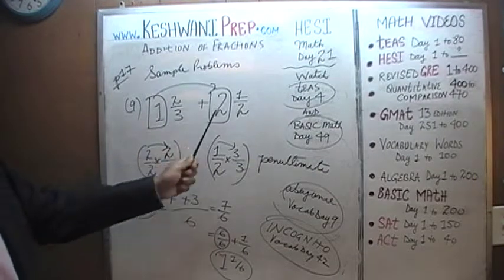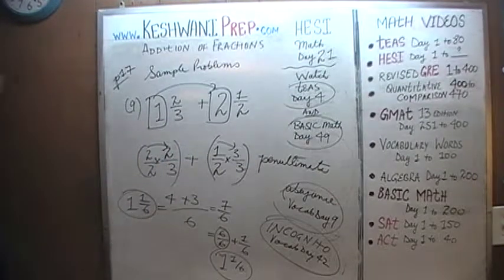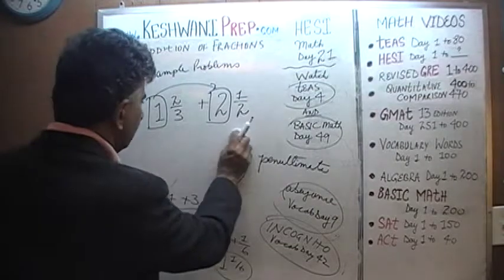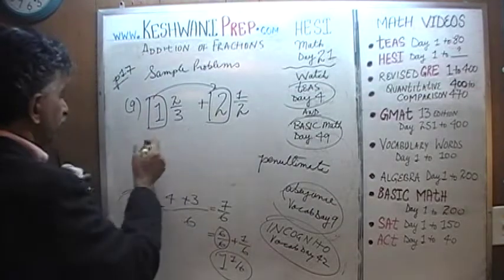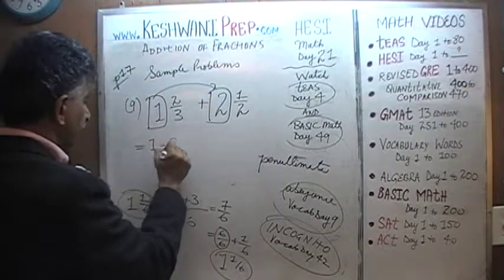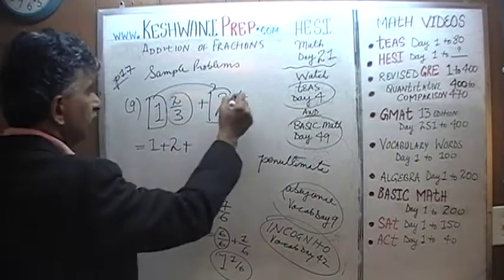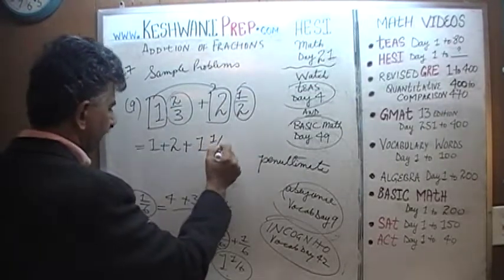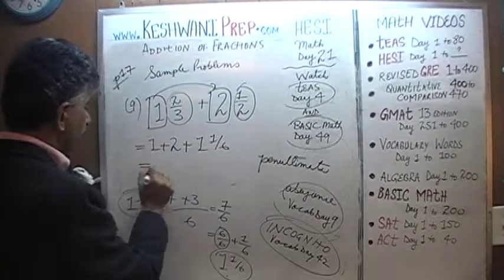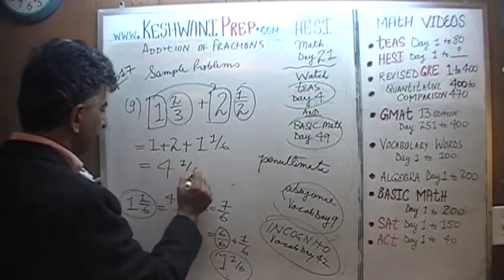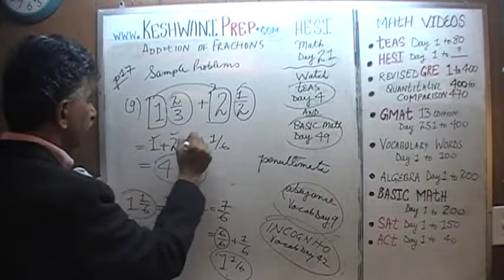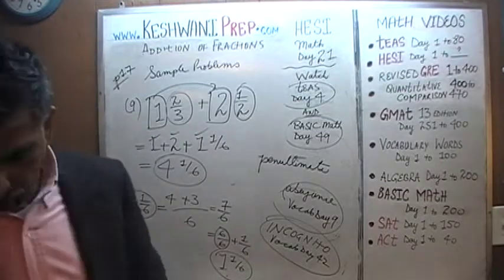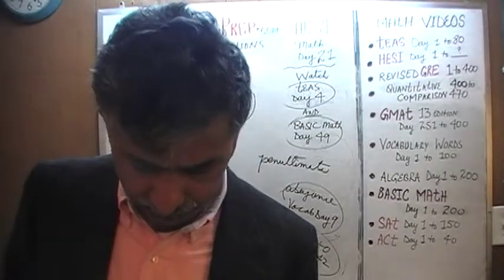This is 1 plus 2, which is 3. 3 plus 1 1/6. So the whole thing boils down to, we need the room, so I need to erase something. So this whole thing boils down to 1 plus 2 plus 2/3 plus 1/2, which we just found out is 1 1/6. So the final answer is 4 1/6. 1 plus 2 plus 1 is 4. 4 1/6 is our final answer.